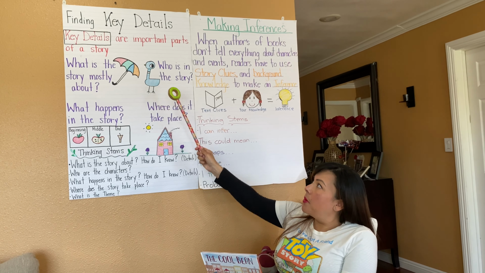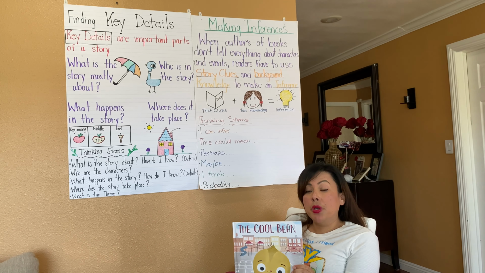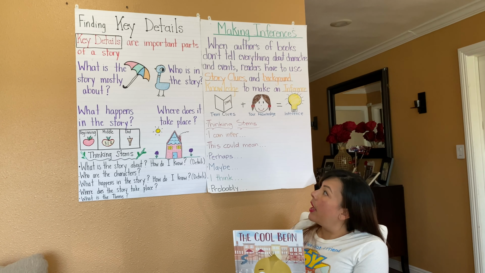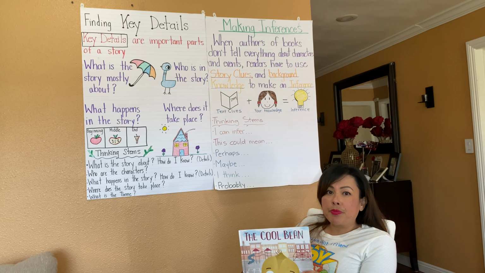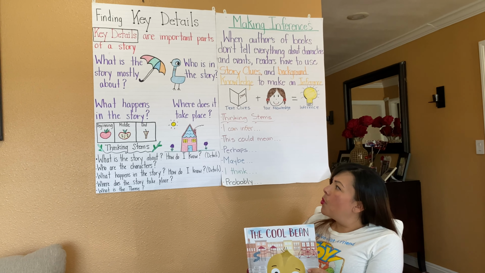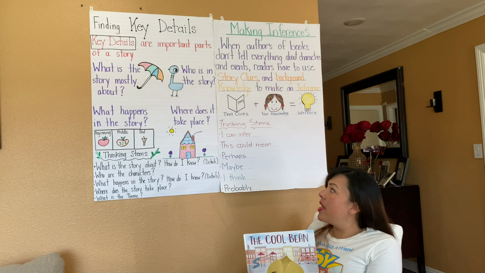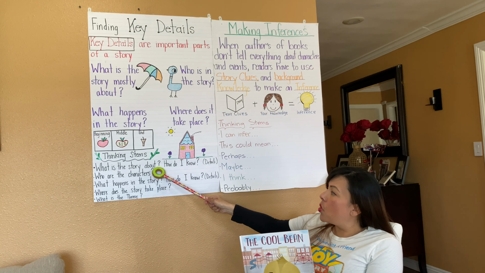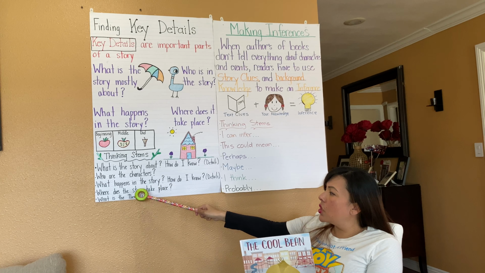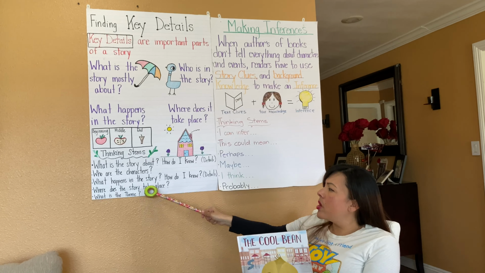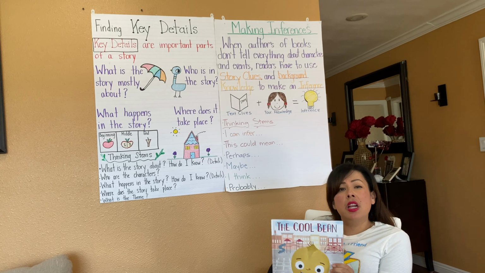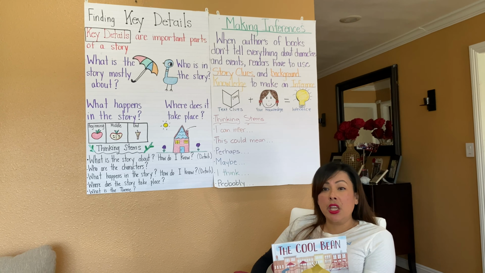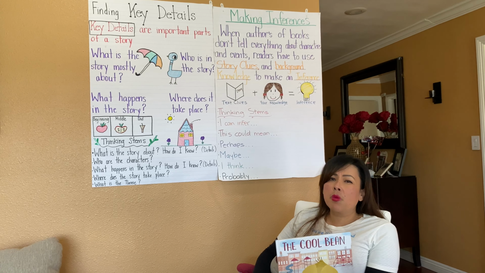Here we're going to be talking about key details, because good readers also use key details. Those are things that are important in the story, like what is it mostly about, who's in the story, what happens in the story, beginning, middle, end, where does it take place? And we also have thinking stems for this. What is the story about? Who are the characters? What happens in the story? Where does the story take place? And always, we think about the theme. Why did the author write this story? Is he or she trying to teach us something? What are they trying to tell us?